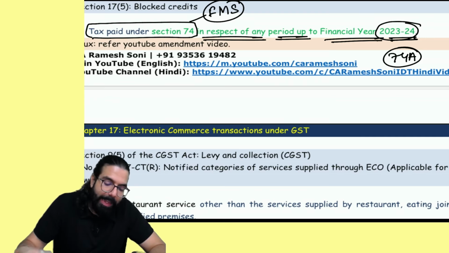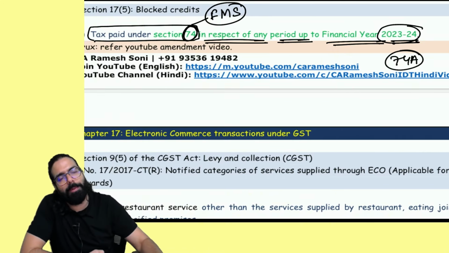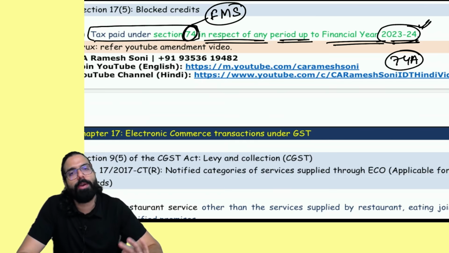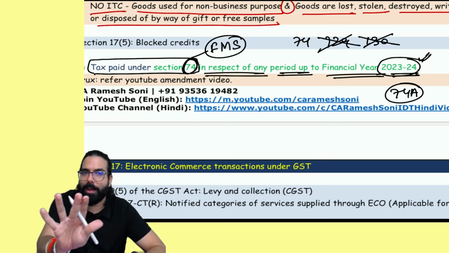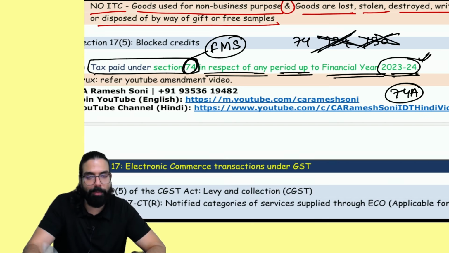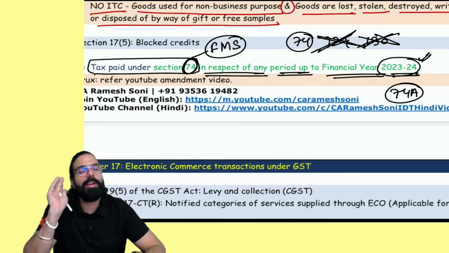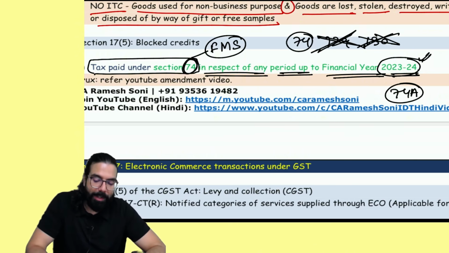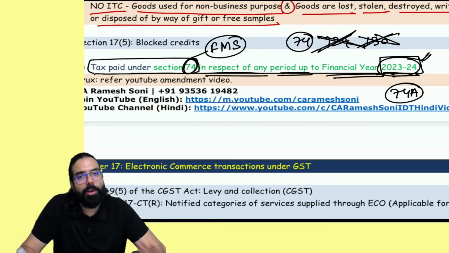Okay? So, Baba, any tax which was paid under section 74 because of fraud, willful misstatement or suppression up to the financial year 2024 only is remaining. Earlier it used to say any tax paid under 74, 129, 130. Baba, in 129 and 130 you never pay tax, you pay penalty, and credit of penalty is not there. Hence, redundant section deleted from here. Useless section for this. Okay? And 74 is only valid up to 2024. So they have written any tax paid under section 74 in respect of any period up to 2024. You will not get the credit.